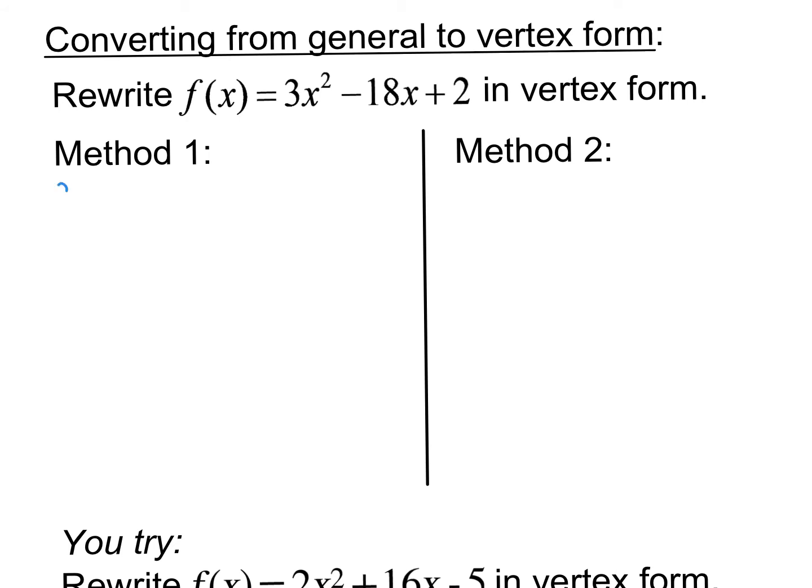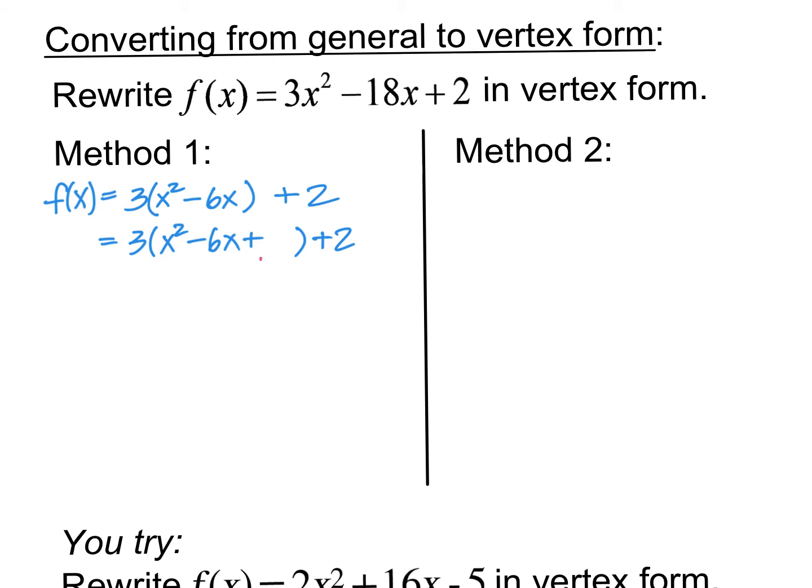Okay, now the first method is kind of the longer method, but it's good to review this completing the square process. First, I'm going to factor out a 3, but I'm only going to factor out a 3 from the first two terms. Now, then we have a little something called completing the square. We want to add something over here so that I can complete the square and get a perfect square trinomial. So you might remember that we take half of 6, which is 3, and then square that number and get 9. So you add 9 over here.